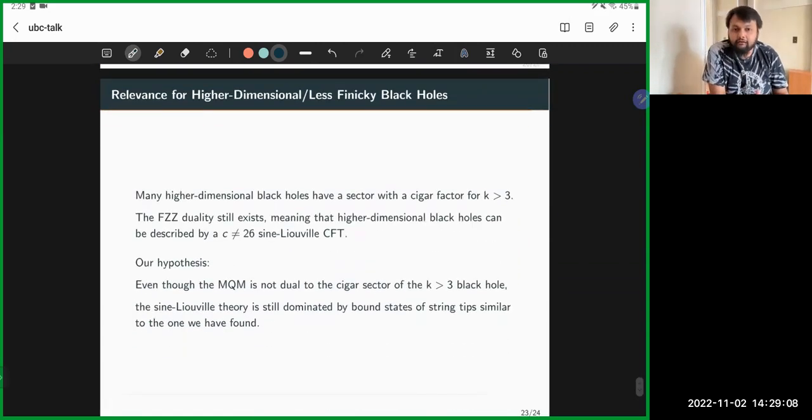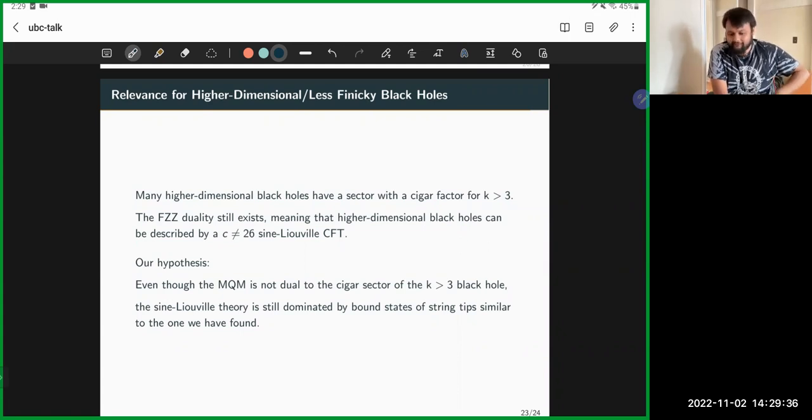Now, finally, relevance for less finicky black holes, which are in high dimensions. Many high dimensional black holes, as Panos pointed out earlier, have a sector with a cigar factor, but when K is greater than 3, so at lower temperatures, the FZZ duality still exists. The cigar is still dual to some sine-Liouville CFT, but it's some C not equal to 26 CFT.